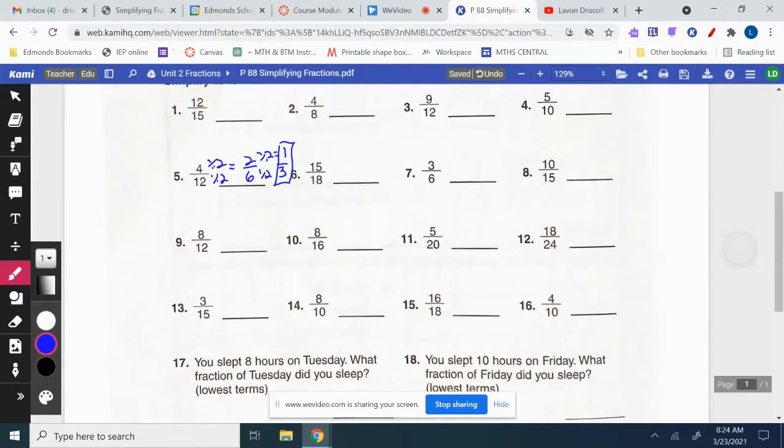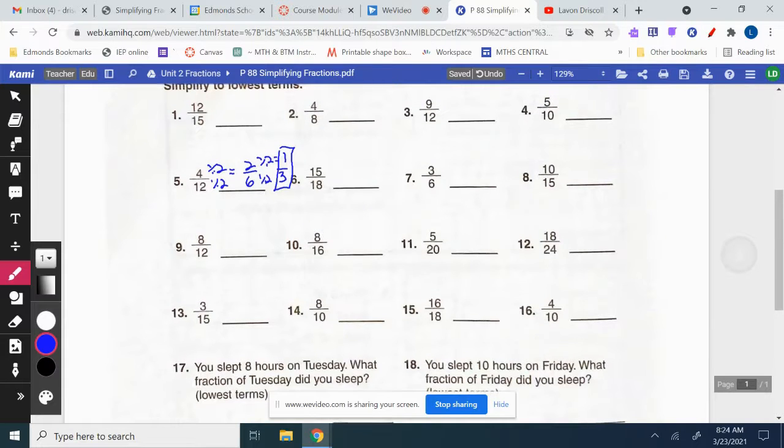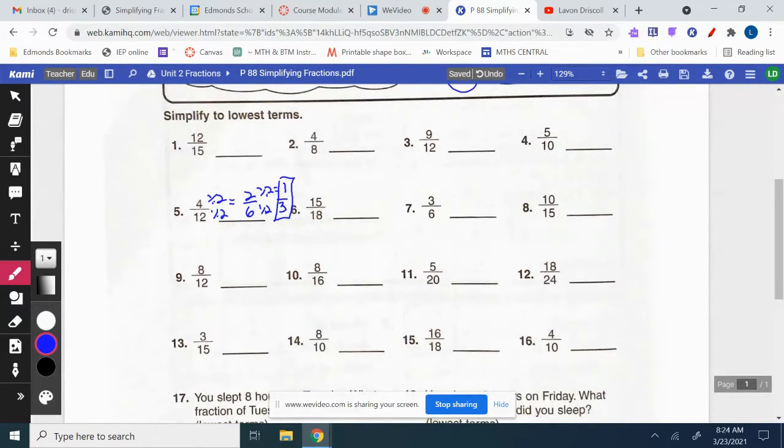All right. Well, let's try number 3. Well, 2 can't go into it because they're both not even. So let's try 3. So 9 divided by 3 is 3. And 12 divided by 3 is 4. And so I know I'm at my lowest because 3 is a prime number and it does not go into 4. So 9/12 in the lowest terms is 3/4.